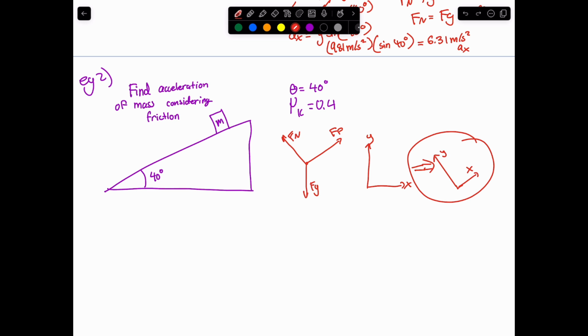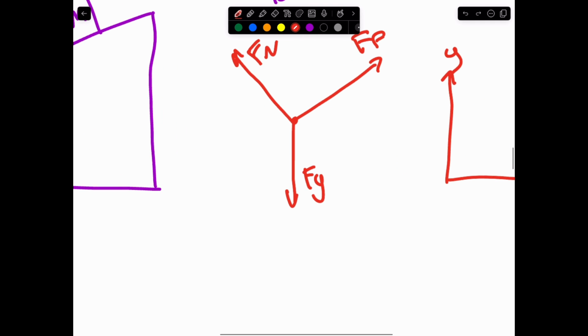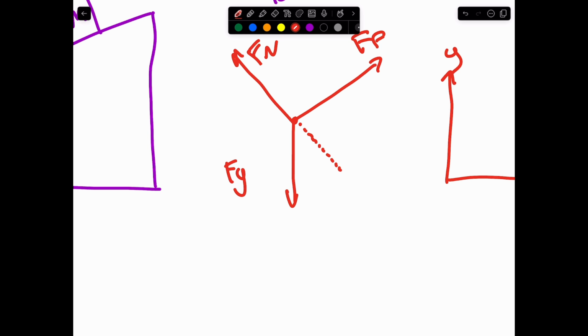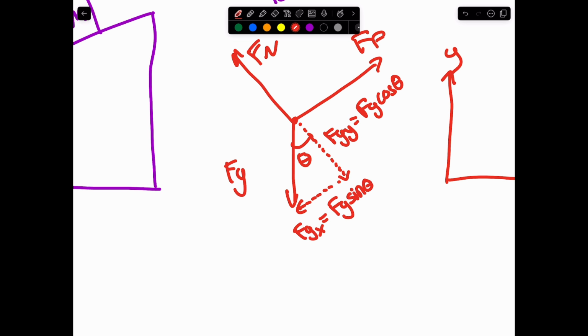Now, the analysis of this problem is actually really similar to the first example. I know I said I'd make it harder, but I'll be honest, it's really not that much harder if you really think about it. We're going to do the exact same analysis we did before, where we have Fgy and Fgx. Fgx equals Fg sine theta. Sorry, I forgot to draw theta here. It's over here. And Fgy is equal to Fg cosine theta.